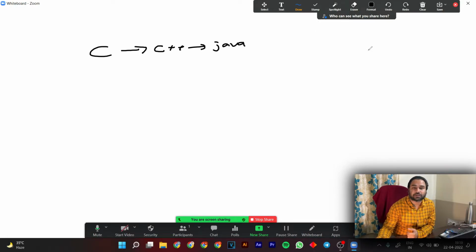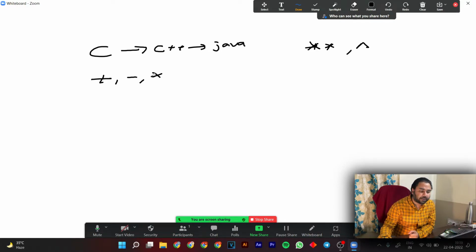And that operator was what? That operator was the exponential operator. That was skipped. But in Python, we have a different operator for exponential. So if I am talking about arithmetic operators, I have plus, I have minus, I have into, and I have divide. Now, divide is not the same as in any other language. There are various subcategories of divide.